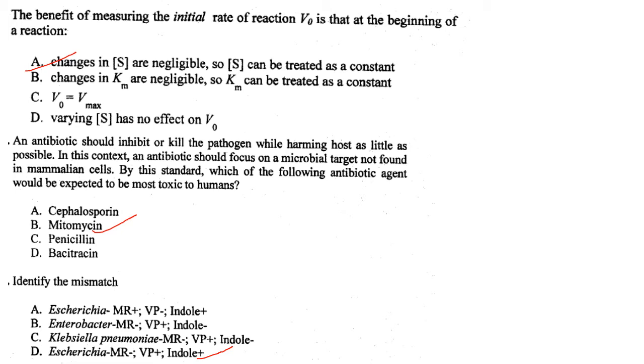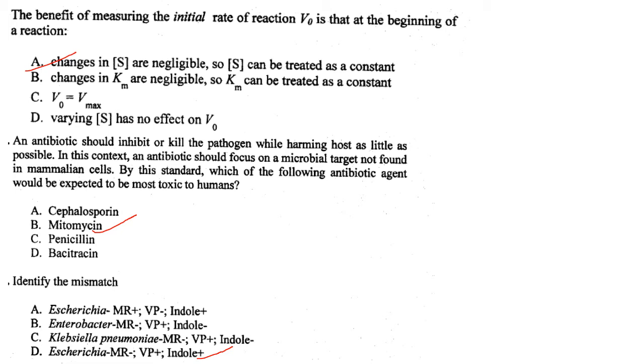Then next one. An antibiotic should inhibit or kill the pathogen while harming the host as little as possible. In this context, an antibiotic should focus on a microbial target not found in mammalian cells. By this standard, which of the following antibiotic agents would be expected to be most toxic to humans? So out of this, the antibiotic is mitomycin. It is a carcinogen. So answer is option B.